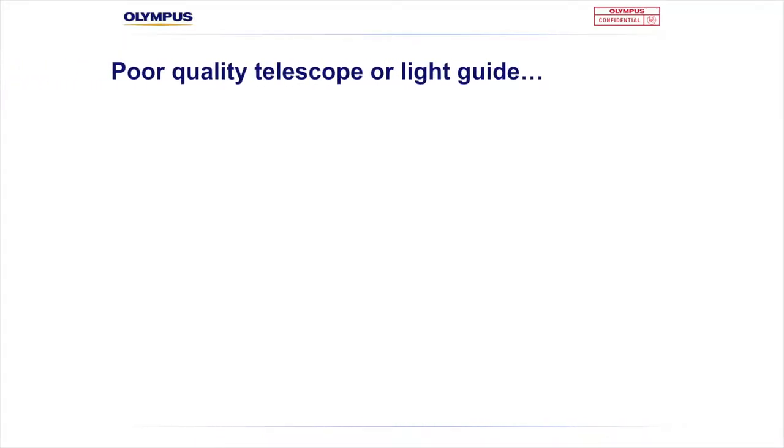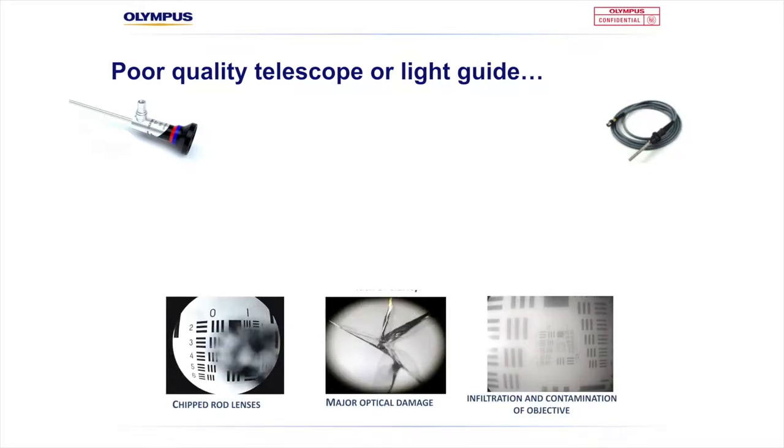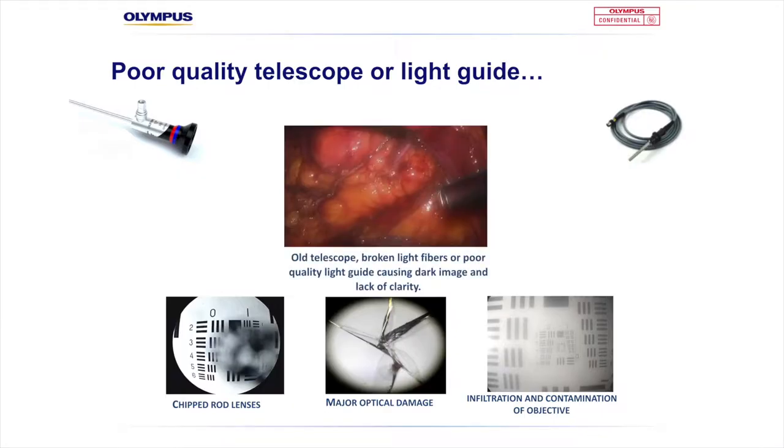But what happens if those imaging chain components prior to the camera head aren't of the best quality? What if your light supply is dull or your light guide cable is old? What about if your telescope is old, damaged or has moisture in the tube? When that happens, your resulting image quality can be jeopardised.